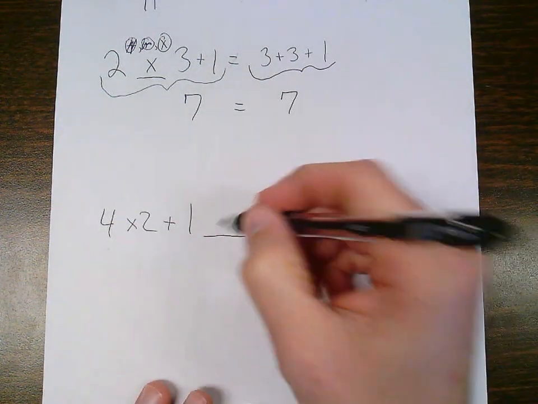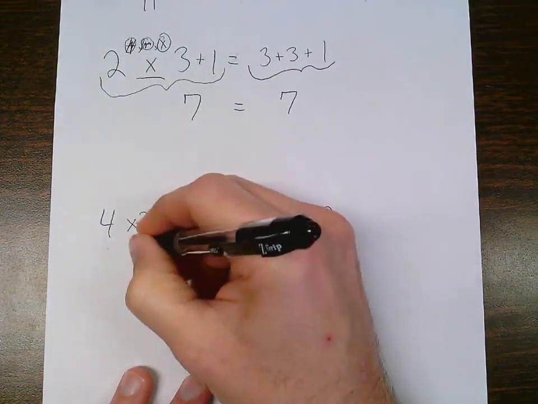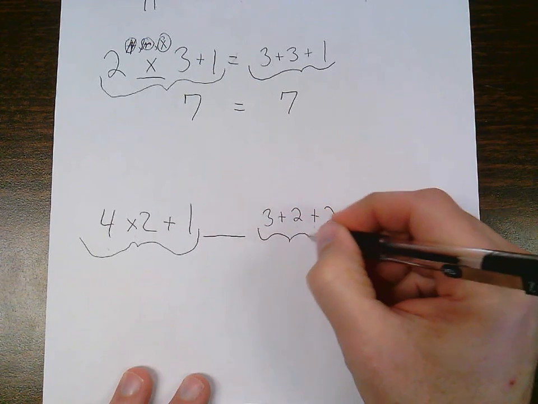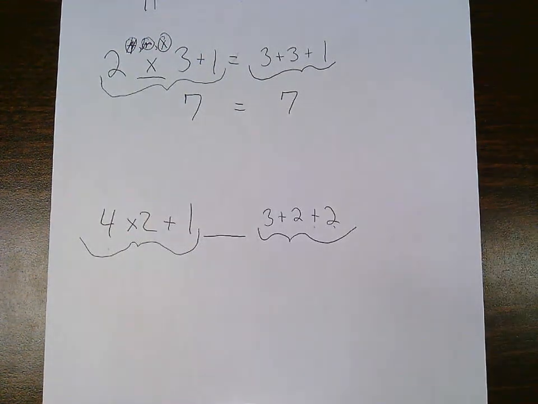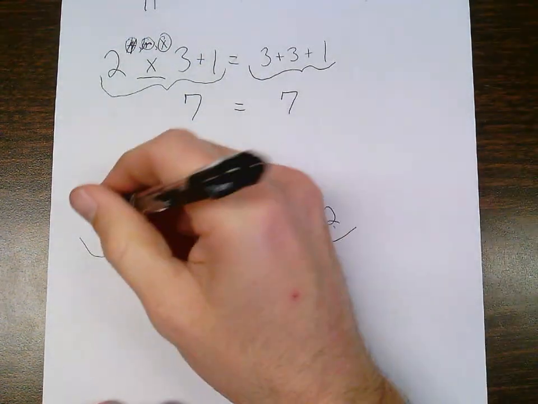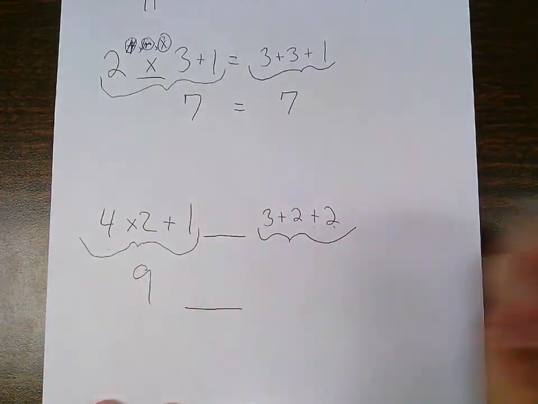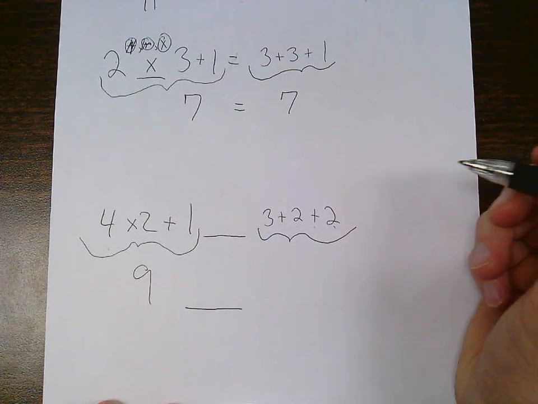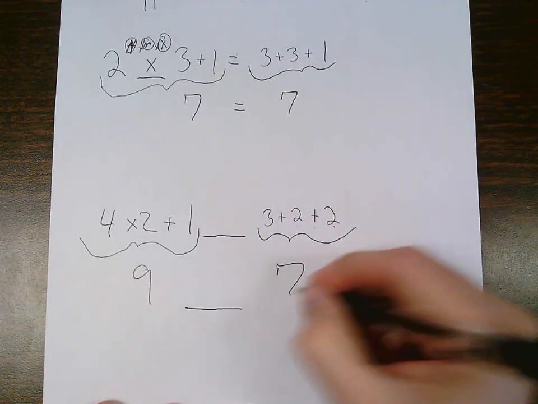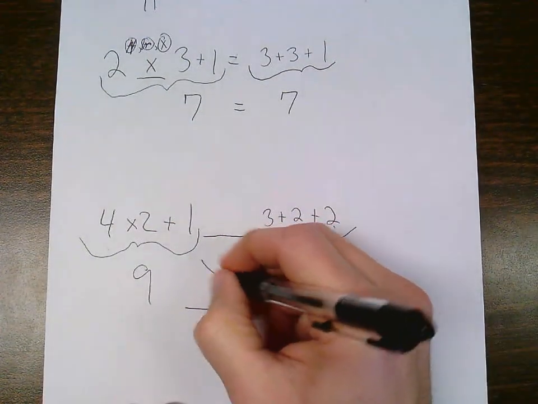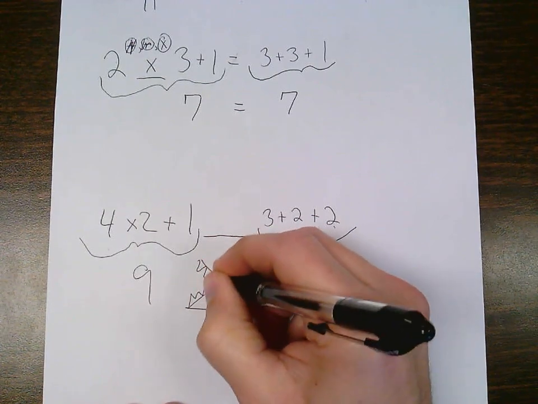It's right there. So I split the problem apart at that hidden alligator, and now I know both those sides, so I can do both of those sides. 4 times 2 is 8, plus 1 is 9. Bring down my missing alligator. 3 plus 2 is 5, plus 2 is 7, and now I can put my alligator in there. The alligator is going to want to eat that side.